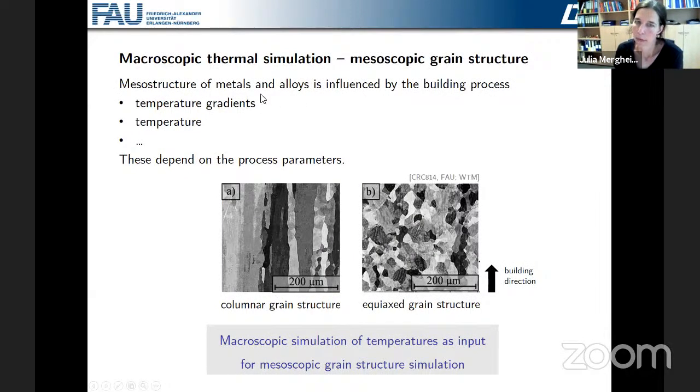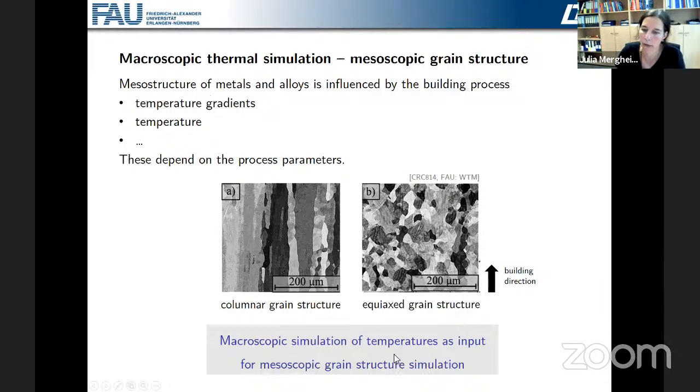As I said, the mesostructure of the metals and the alloys depends on the building process, in particular on the temperature gradients and on the temperature. And these, of course, depend on, for example, the scan strategy. Here we see 2 examples from the Institute of Material Science. On the left-hand side, we have a columnar grain structure where the grains are in vertical direction. That is, I would say, the typical grain structure that is obtained in additive manufacturing. On the right-hand side, by changing the scanning strategy, we could also end up with an equiaxed grain structure. And that depends mainly on the temperatures.